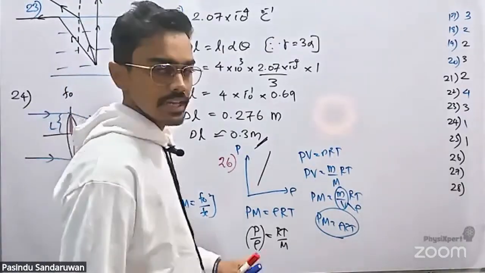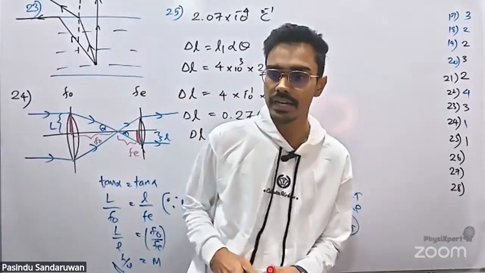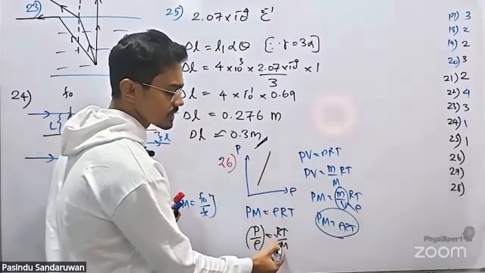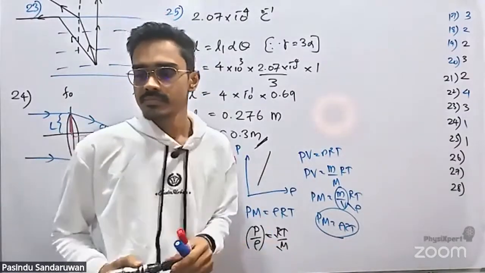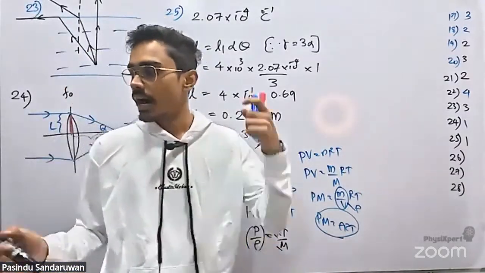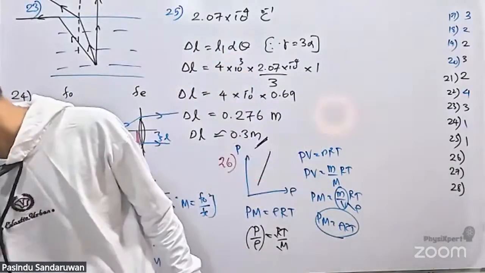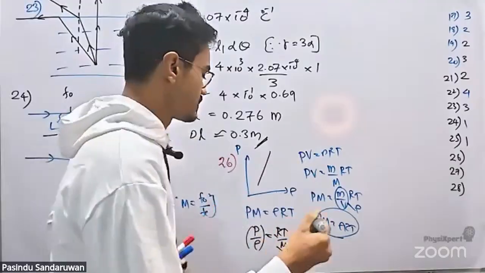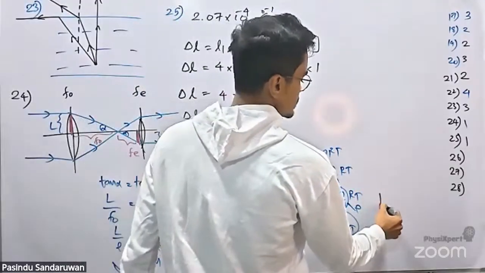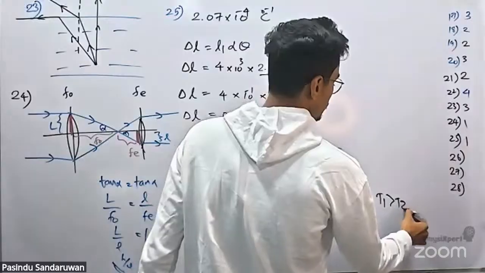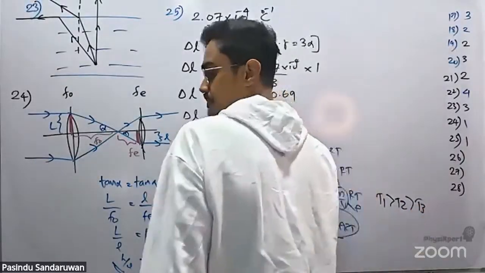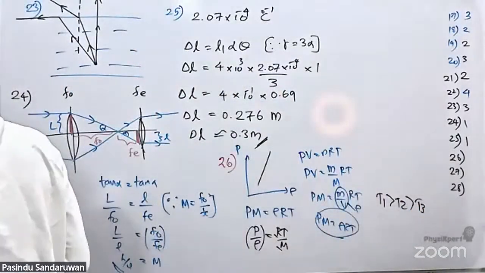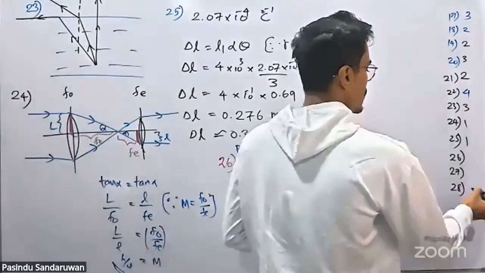Then a higher gradient should mean a higher temperature, because R is a constant and M is a constant. Higher gradient means higher temperature. The highest gradient of the given curves is T1. T1 has the highest gradient, so it should be the highest temperature, which means T1 is greater than T2, which is greater than T3. Answer 1 for 26.